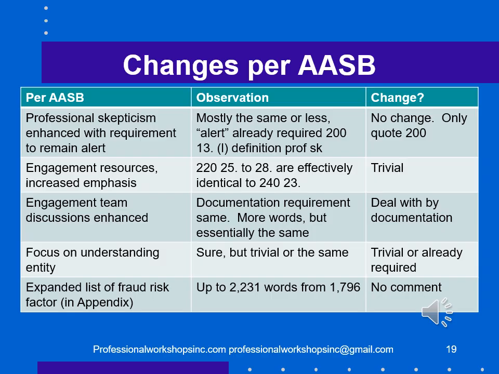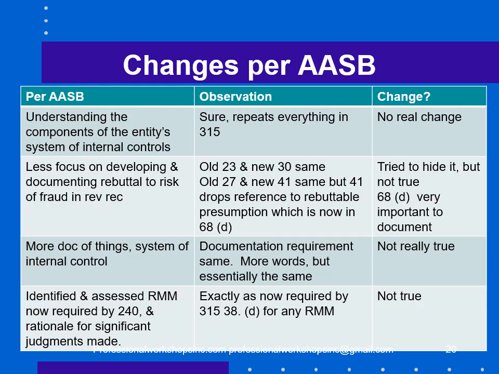Focus on understanding the entity, sure, but it's trivial, already required. An expanded list of fraud risk factors in the appendix, up to 2,200 words from 1,700 words. No comment. Other changes. Understanding the components of the entity's system of internal control is enhanced. Sure, there are more words, but all they're doing is repeating in 240 everything that's in 315. So there's no real change.